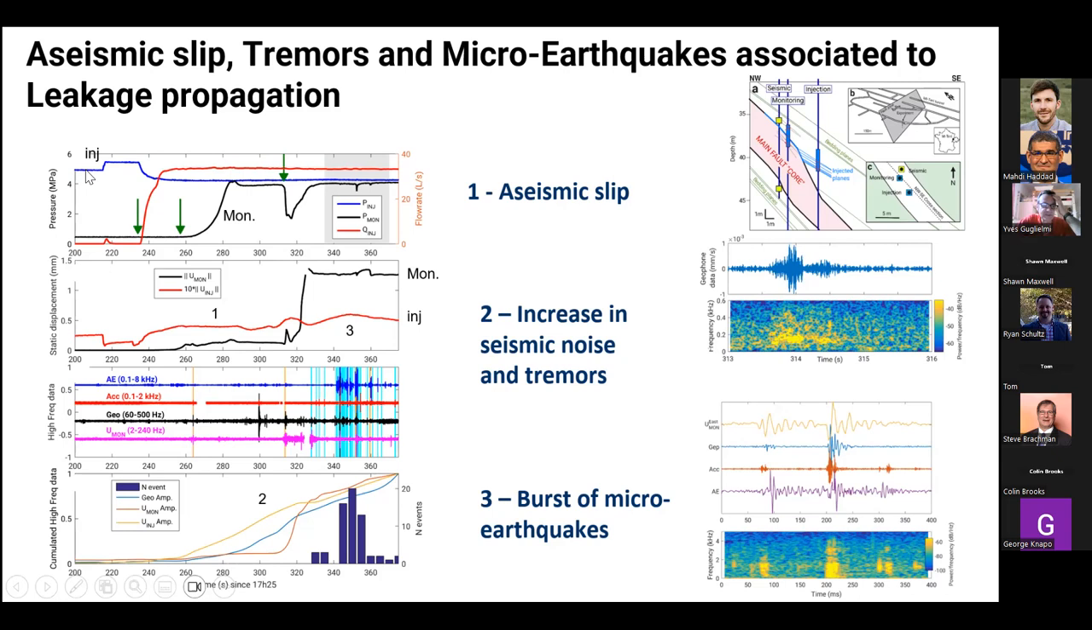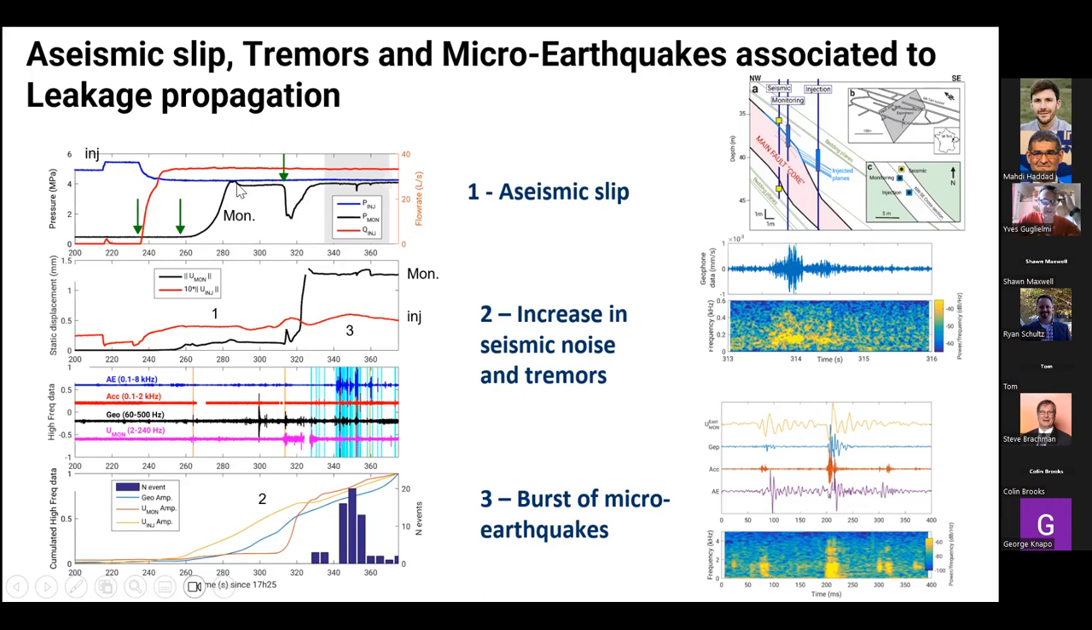You see the blue curve here is showing the pressure at the injection. When it gets to a high value, suddenly there is a drop in pressure, which means the fault starts to leak. So injected water starts to penetrate into the fault. And after a while, you see the time here is in minutes. After several minutes, you see a clear increase in the pressure at the monitoring well, which is the black curve.